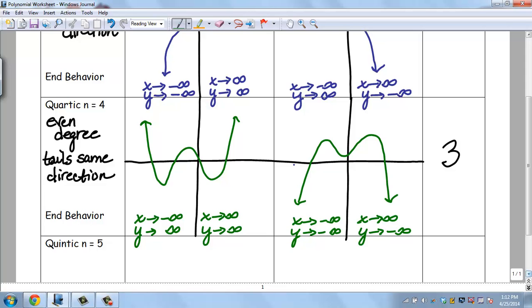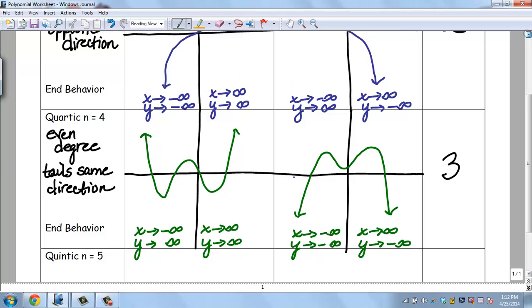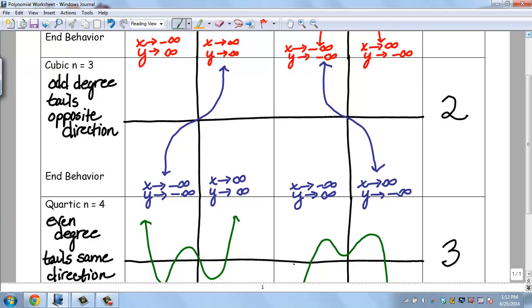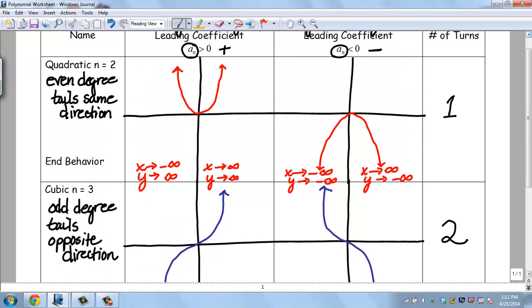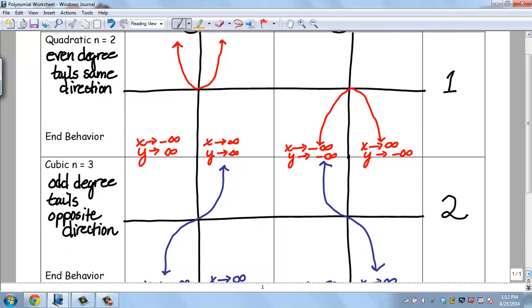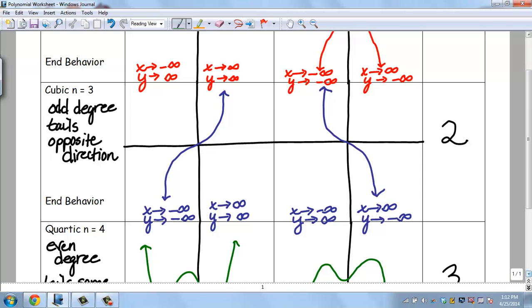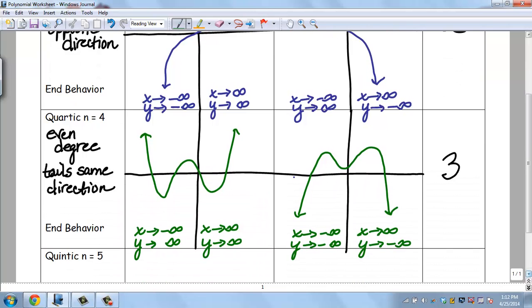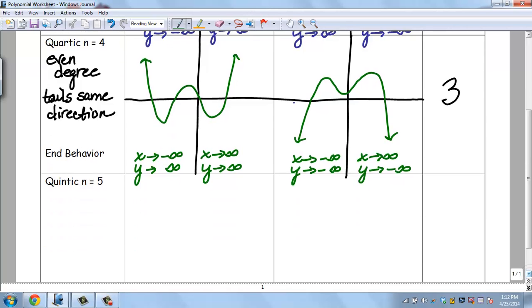Okay? One more. So we've done, so far, let's look at what we've got here. Oh, it's so pretty. All right, we have quadratic, tails in the same direction, 1 turn, and we talked about the end behavior. We've got cubic, where it's an odd degree, so my tails are opposite, and my right tail goes up if it's positive, and right tail goes down, and since they're opposite, it looks like that. Another even degree, which is quartic, so the tails are in the same direction, if you'll notice that, and I have to have 3 turns in it.